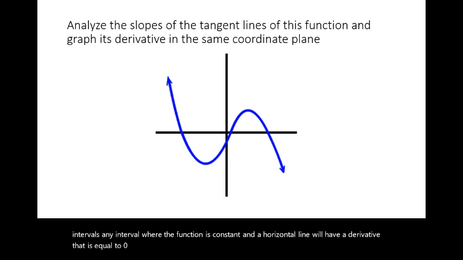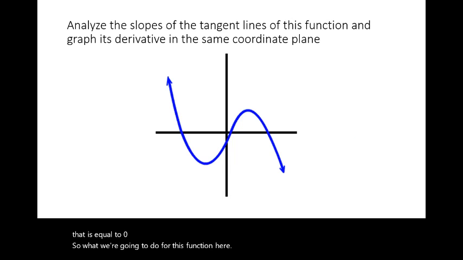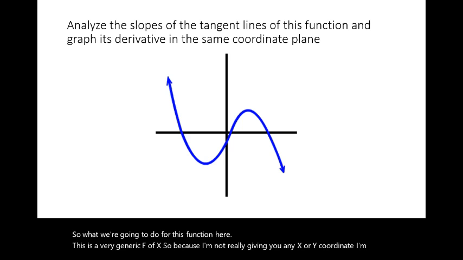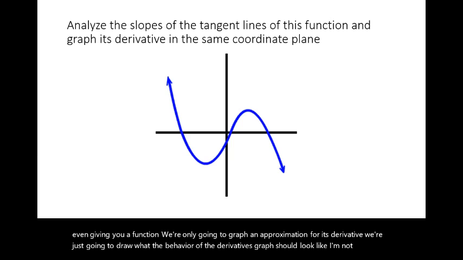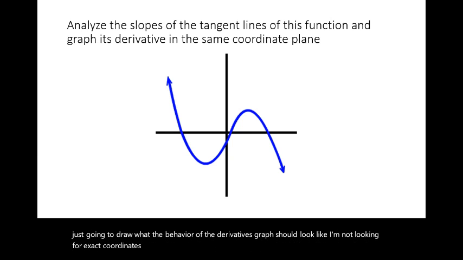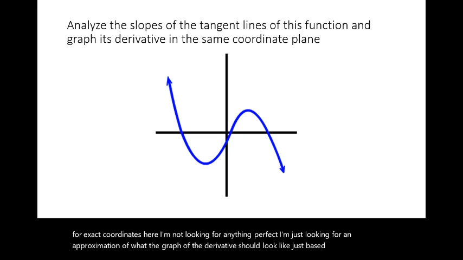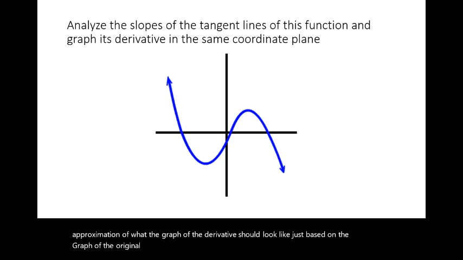So what we're going to do for this function here, this is a very generic f of x. Because I'm not really giving you any x or y coordinates, I'm not even giving you a function, we're only going to graph an approximation for its derivative. We're just going to draw what the behavior of the derivative's graph should look like. I'm not looking for exact coordinates here. I'm not looking for anything perfect. I am just looking for an approximation of what the graph of the derivative should look like just based on the graph of the original function. So we're going to look at the slopes of the tangent lines, and we're going to graph an approximation of its derivative in the same coordinate plane.